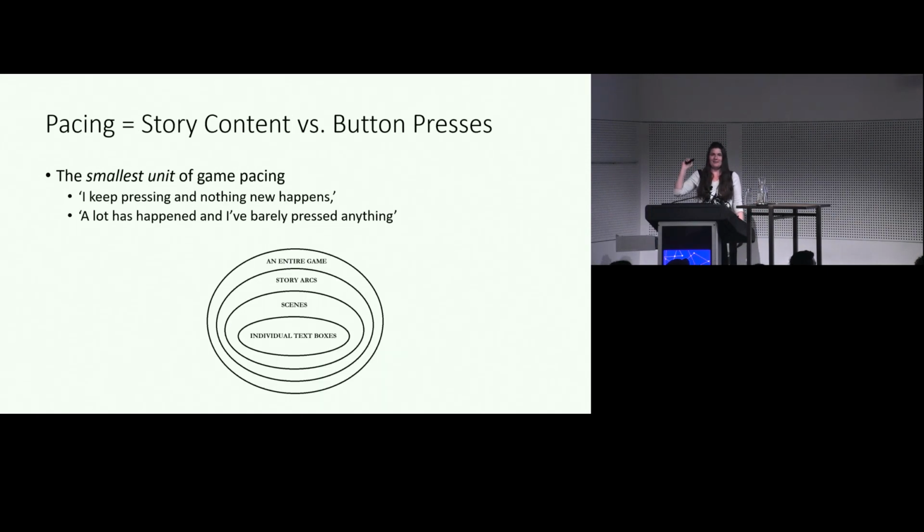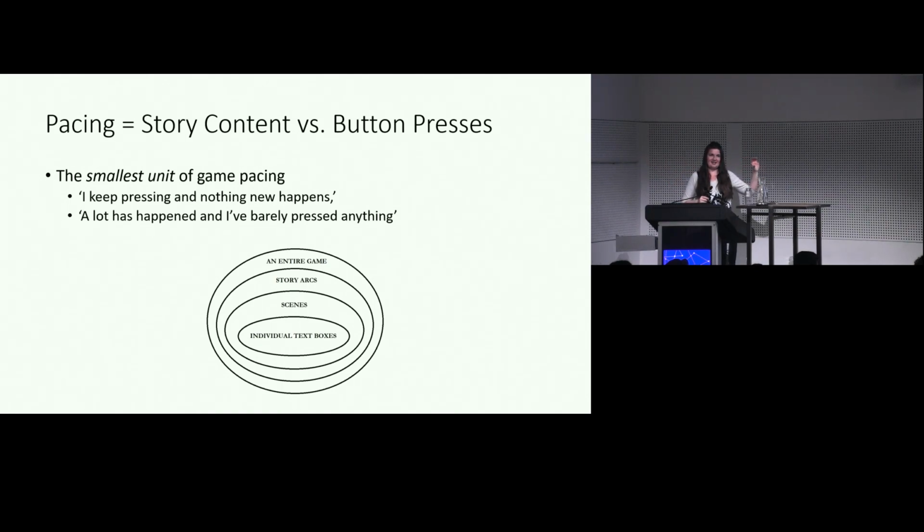So the key idea of this talk, and the main thing that I want to go over with you for the next 40 minutes or whatever it is, is the idea that pacing is basically balancing out the story content with button presses. So if a button press is the smallest unit of game pacing, I press the button, it does what I want when I want. Getting that level wrong starts to have impact across the whole game.